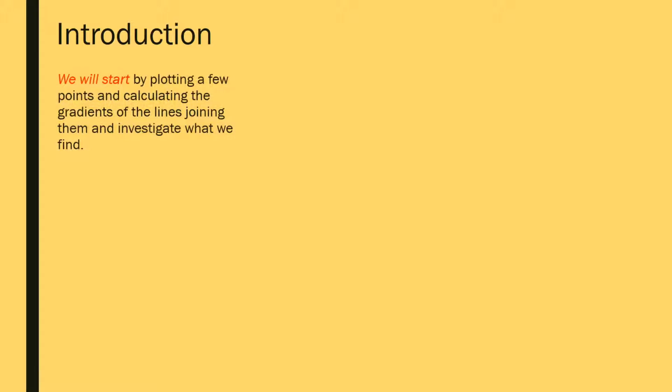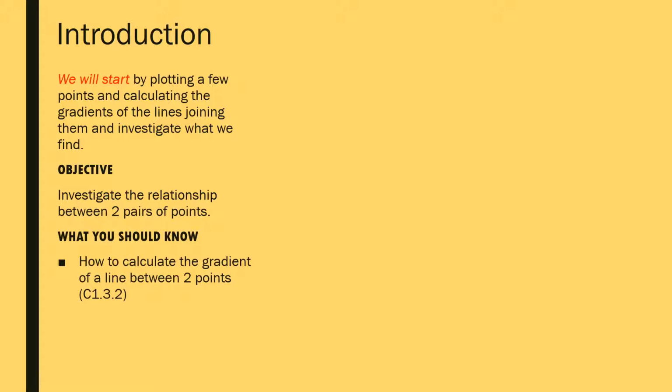Okay, so a little introduction. We're going to start by plotting a few points and then calculating the gradients of them, and then we'll make a couple of observations over what we see, both in terms of the value of the gradient and also what we see with our eyes. So we're going to investigate the relationship between two pairs of points. You should be able to calculate the gradient of a line between 2 points. And if you can't, you can go back to the previous video and see C1.3.3, which was the equation of the line, and how to calculate the gradient is in there.